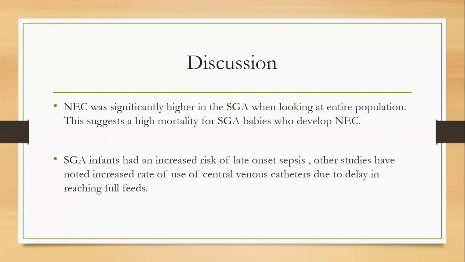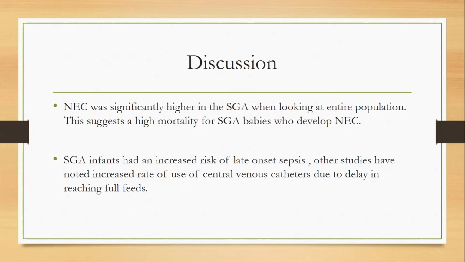Okay, necrotizing enterocolitis was significantly higher in the SGA when looking at the entire population. So this suggests a high mortality for SGA babies who develop NEC. What we found is that most of the babies who were small for gestational age died of necrotizing enterocolitis. So we might have to have protocols which make sure that the SGA babies get mother's milk, because if they don't, they're at a very high risk of getting necrotizing enterocolitis.